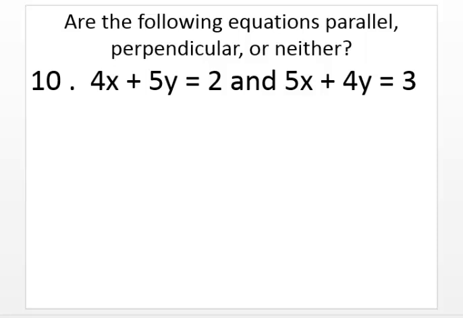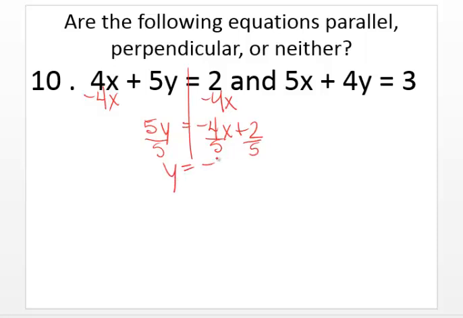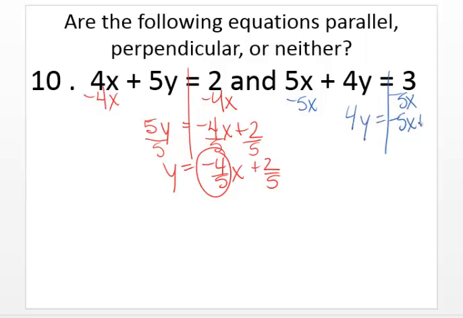In my next example, I do not have y = mx + b form, so this is going to make the problem a little bit more challenging. I need to solve both of these for y, and the way I do that is first by getting rid of the x part. So I have 5y = -4x + 2. Always write the x part first. Divide by 5 everywhere. y = -4/5 x + 2/5. The slope of this line then is -4/5. In my second line, I have to subtract 5x from both sides. I've got 4y = -5x + 3.